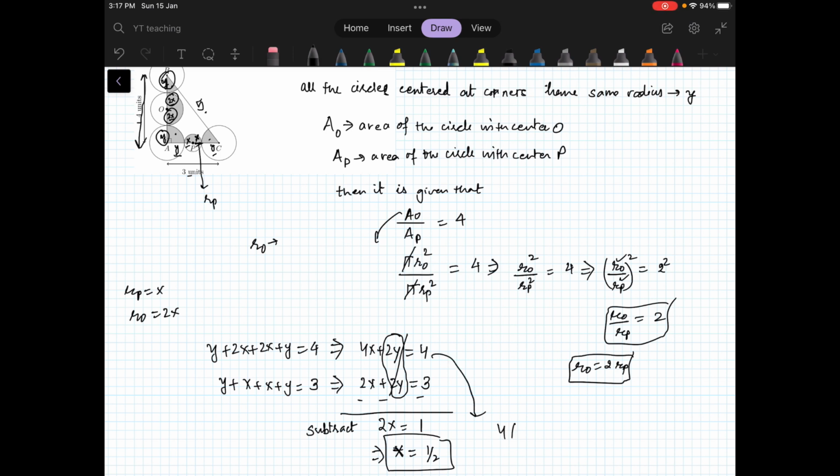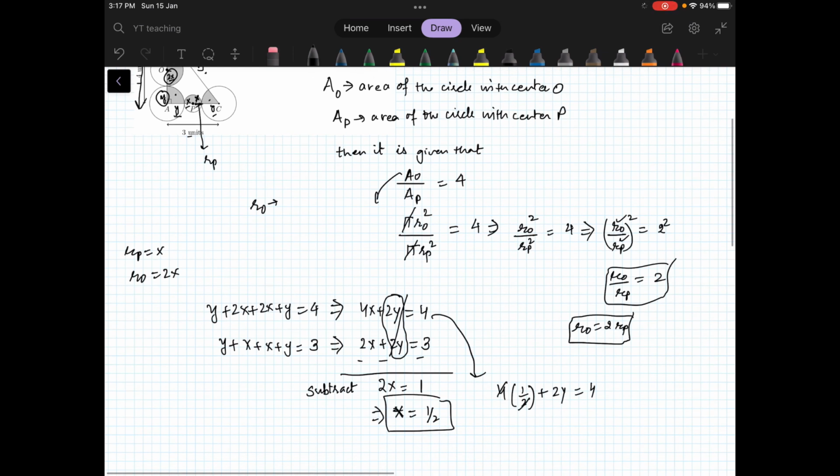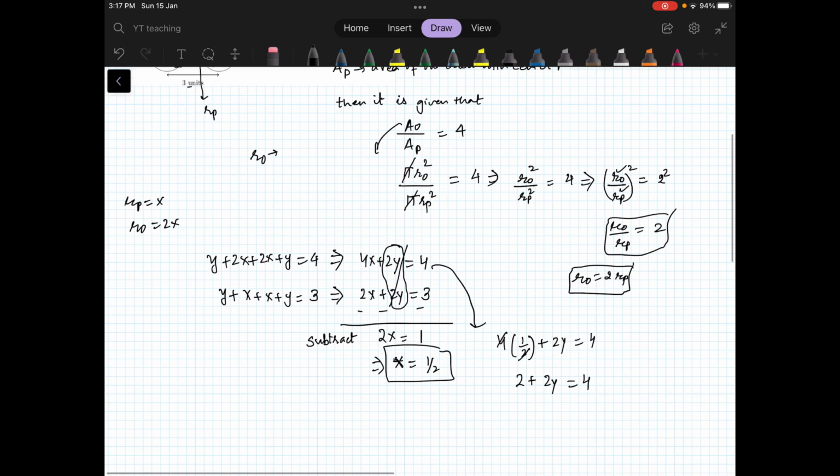So 4 times x, which is half, plus 2 times y is equal to 4. So this and this cancel. So I have 2 plus 2 times y is equal to 4. Now I subtract 2 on both sides. So I get 4 minus 2, so I get 2. So y is 2 divided by 2 is 1. So I get y is equal to 1. So I get x is equal to half and y is equal to 1.